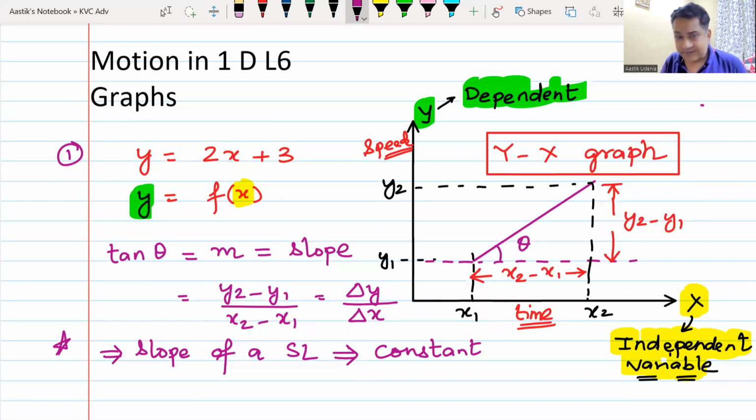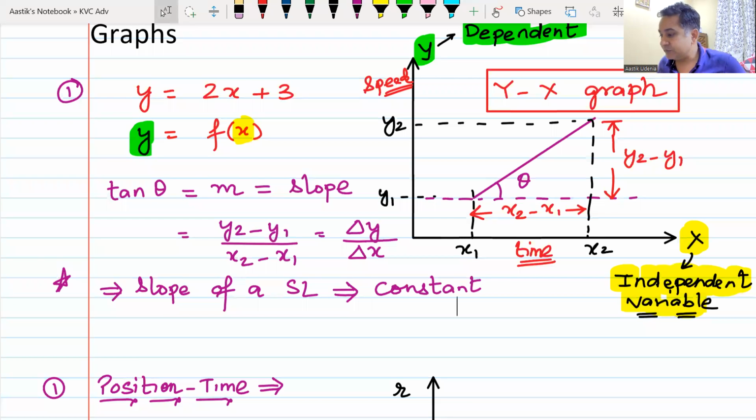Okay. Now, this graph can have a positive slope or this graph can have a negative slope. Can anyone tell me what you mean by a positive slope? What do you mean by a negative slope? Very simple things, not very complicated. Positive slope, negative slope. What do you mean by this?